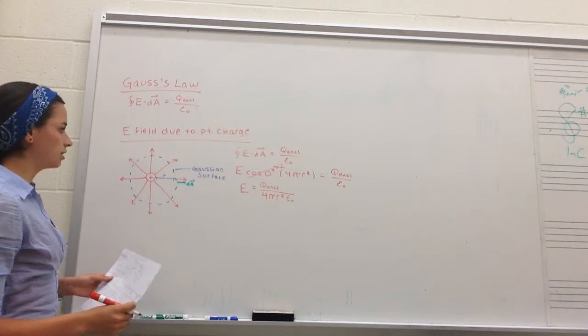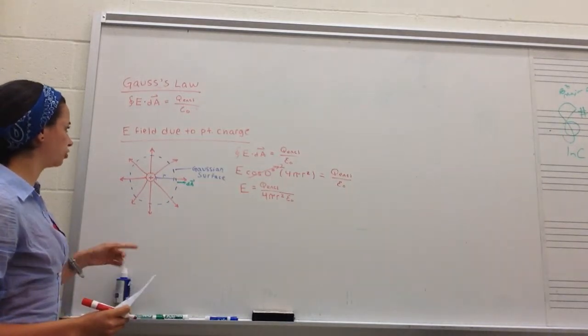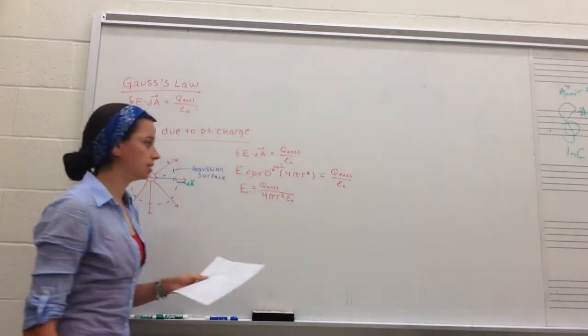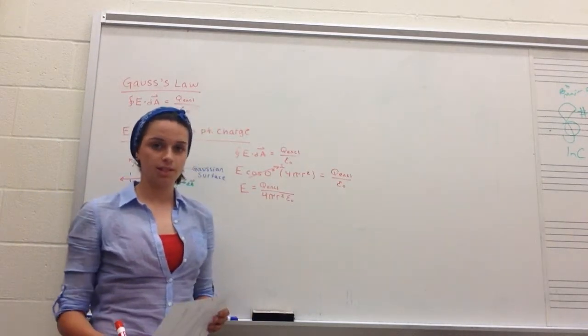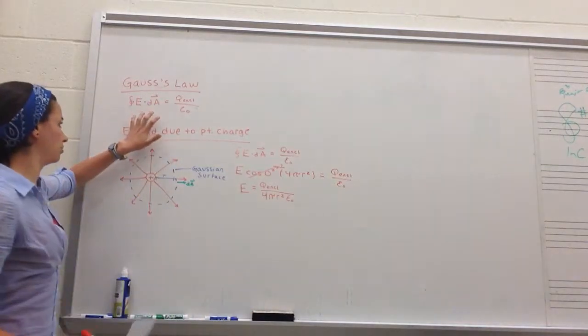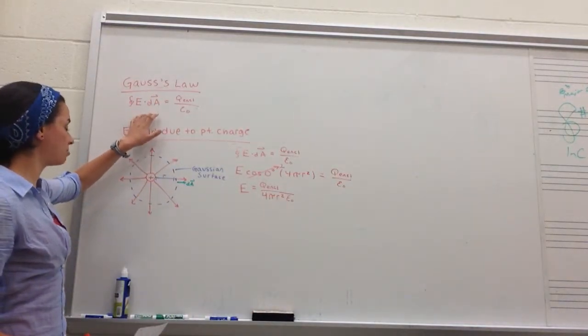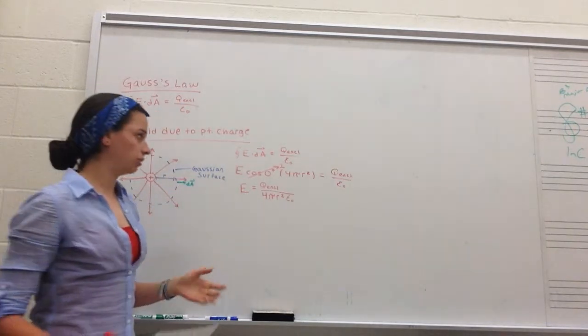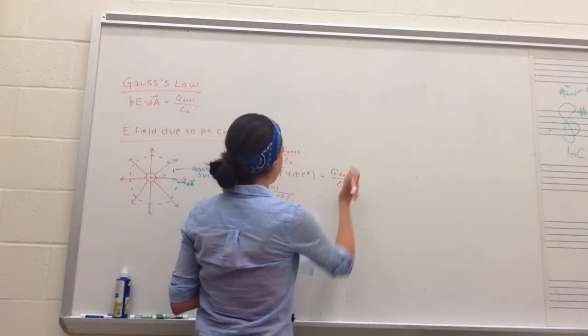Alright, let's try doing an electric field due to an infinite line of charge. In this case, we have to use a different Gaussian surface, because the best way to capitalize on the cosine would be to use a cylinder. So I'll draw that out for you right now.